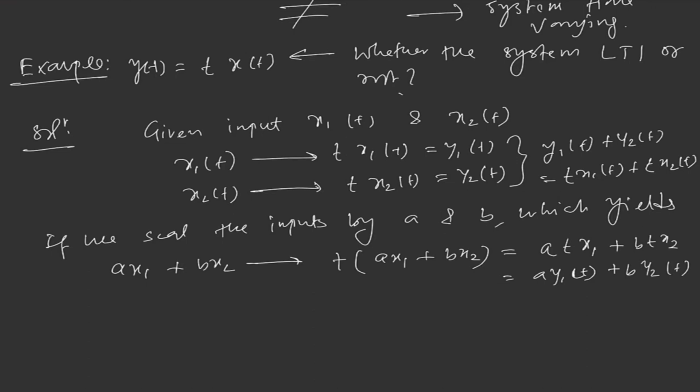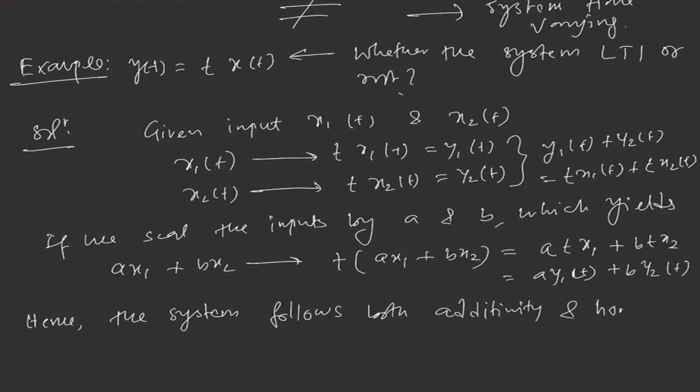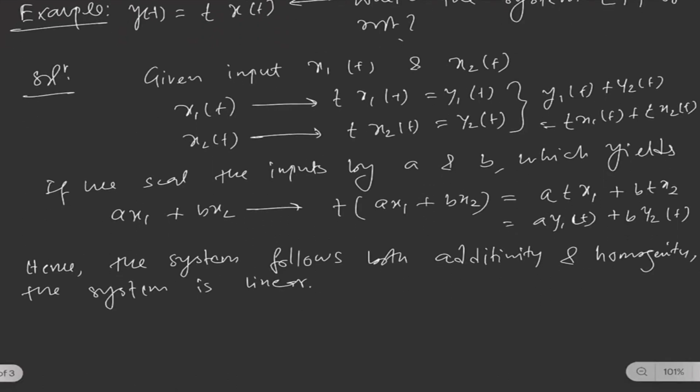Hence you can check through blocks. It will also be easy to understand. I'm not doing it. So hence the system follows both additivity and homogeneity. The system is linear.